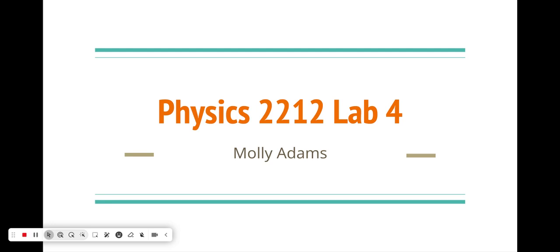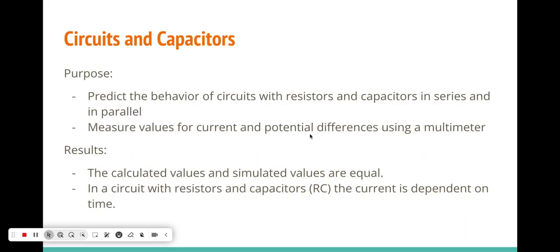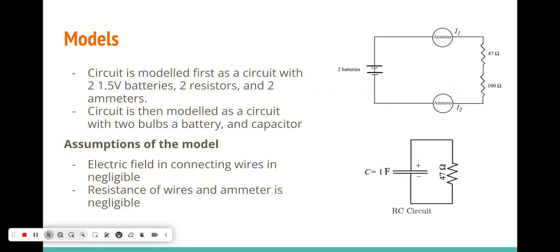Hi, I'm Molly, and this is Physics 2212 Lab 4. This lab is circuits and capacitors. We're going to be predicting the behavior of circuits when there are resistors and capacitors, and we're going to do this in series and in parallel. Then we're going to measure the values for current and potential differences.